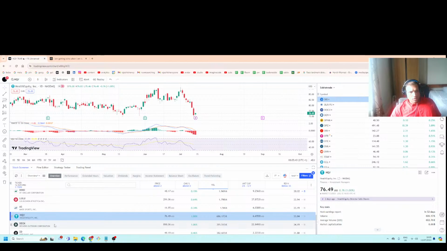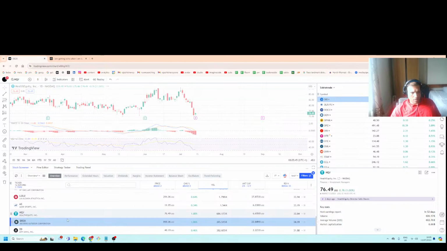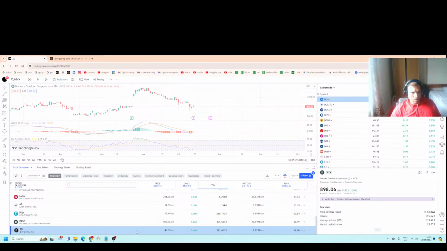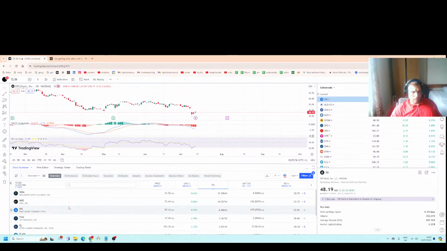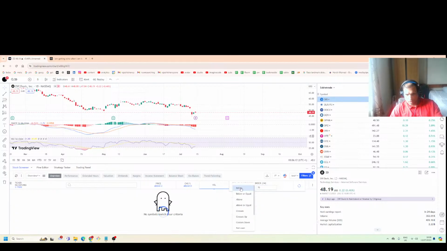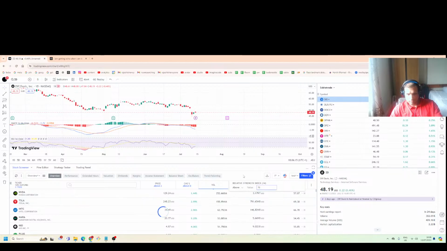Amer Sports is good. Deck is not good. Ziff Davis is not good. So I found that only the first 2 or 3 stocks are good: Nike, WBA, and DIS. So now let's look at the other direction, which is selling.